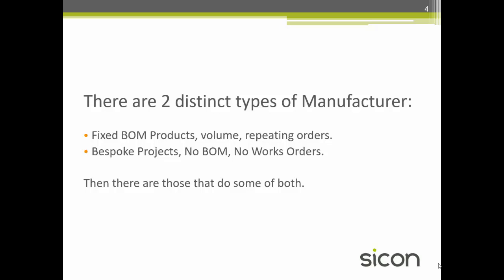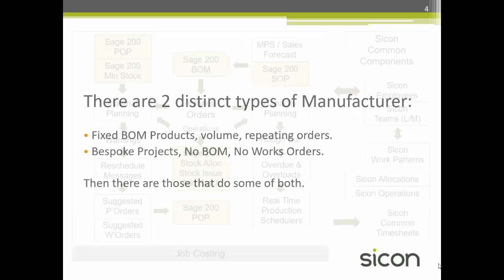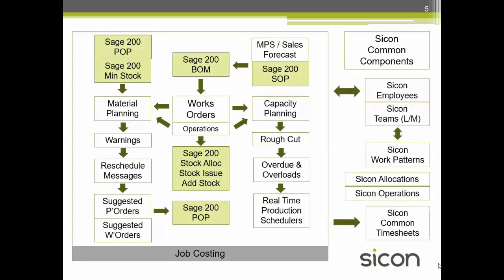But we also have a number of clients, as we said earlier, some of them entirely bespoke project driven, building very, very large structures or vessels. And really they have no BOM. They have a very detailed architect's drawing, but no works orders whatsoever. And that's where the job costing side of things comes in to cover that type of client. And then obviously there's clients in the middle that have a bit of both of those things as well.